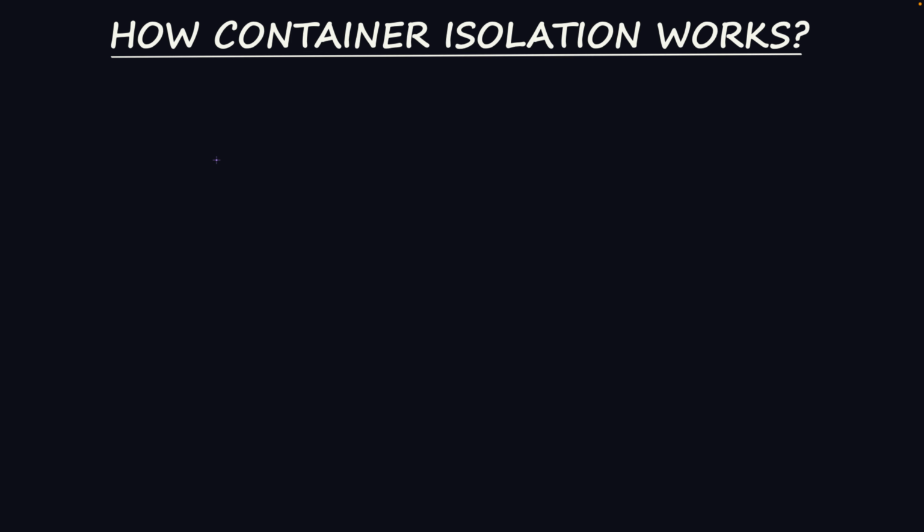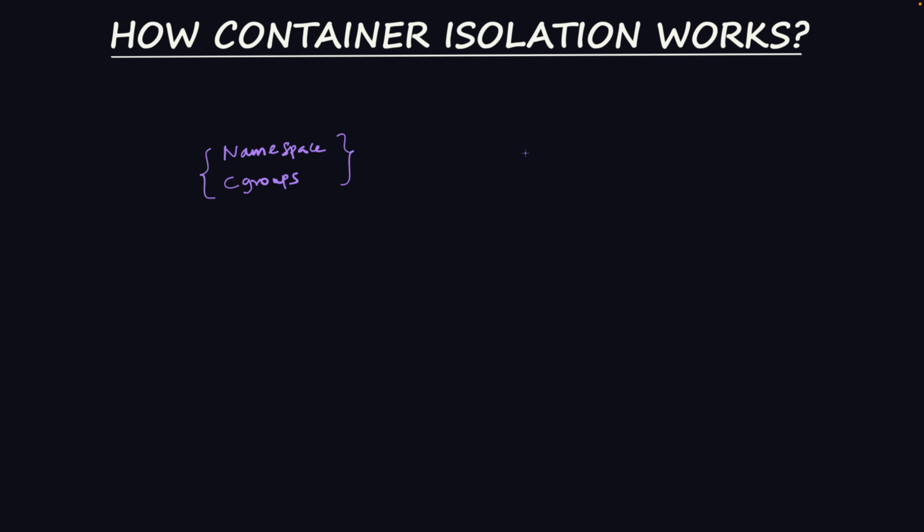The container isolation works by using two important concepts from Linux. The first one is called namespace and the second one is called C groups, or this is also known as control groups. So these are the two important concepts from Linux that makes container isolation possible. So now let's understand how these two helps us to create this isolation.